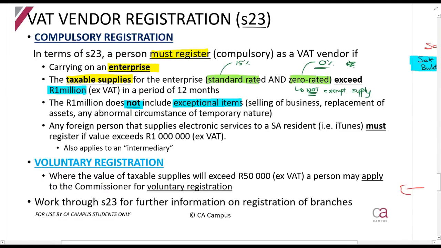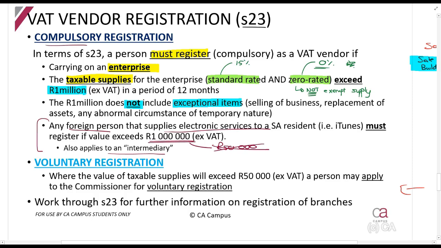Then, remember this foreign person that supplies electronic services that we spoke of, like Apple and so forth? They must register if their value exceeds 1 million rands. And this also applies to an intermediary. Now, I'm just pointing this out to you guys. In the past, that 1 million rands used to be 50,000, but that's not the case anymore. Make sure that it's R1 million, especially if you're using old legislation. Okay, that is compulsory registration.